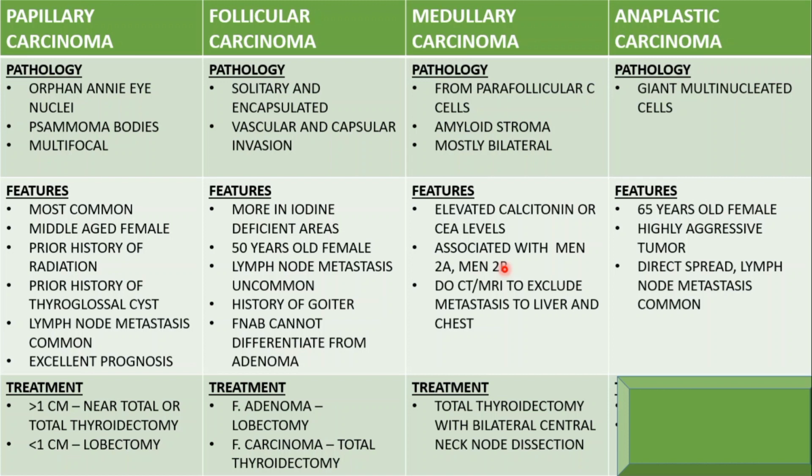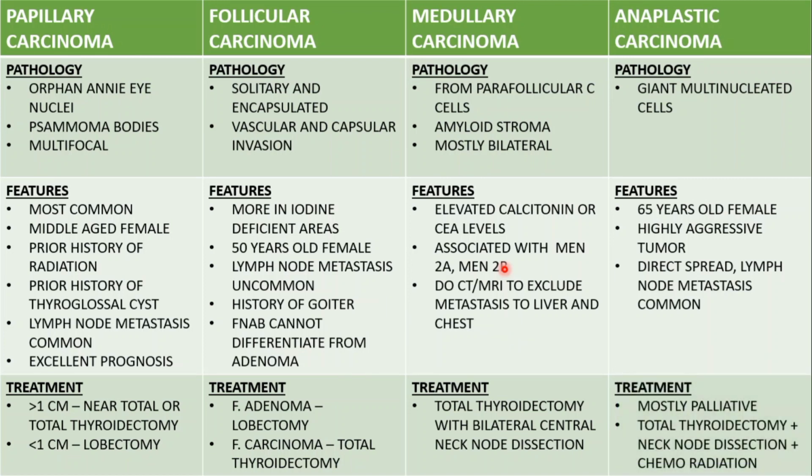It usually has direct spread to other organs or lymph node spread. Usually at the time of diagnosis, you would also find metastasis to other organs or lymph nodes. And to treat this, most of the patients will require just palliative care because they are beyond treatable. But if you find this cancer early, you can do a total thyroidectomy and neck node dissection plus chemoradiation.